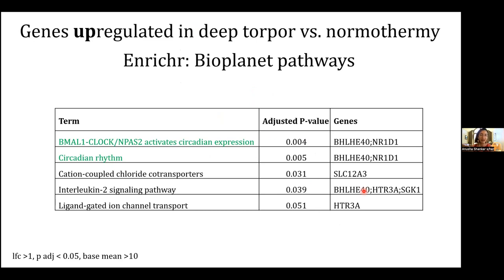Some of our early results have been coming out in the last 2 months, and we found that a lot of the genes that are upregulated in deep torpor relative to normothermy, I had this naive expectation that there'd be like none. I thought everything would be just depressed in deep torpor, but it turns out that some things are upregulated, and a lot of those are related to circadian rhythms. So it's somehow really important to keep track of time when you're almost dead. And that's one of the most important things, which is interesting.